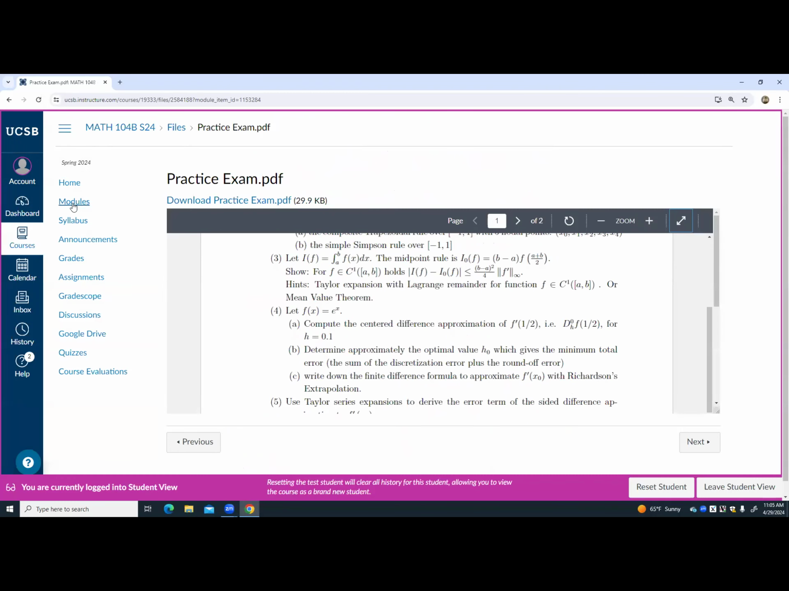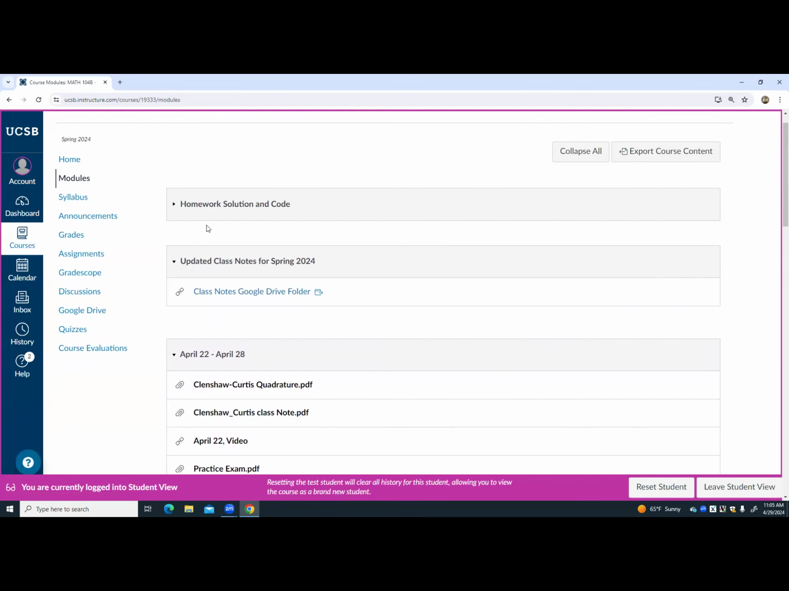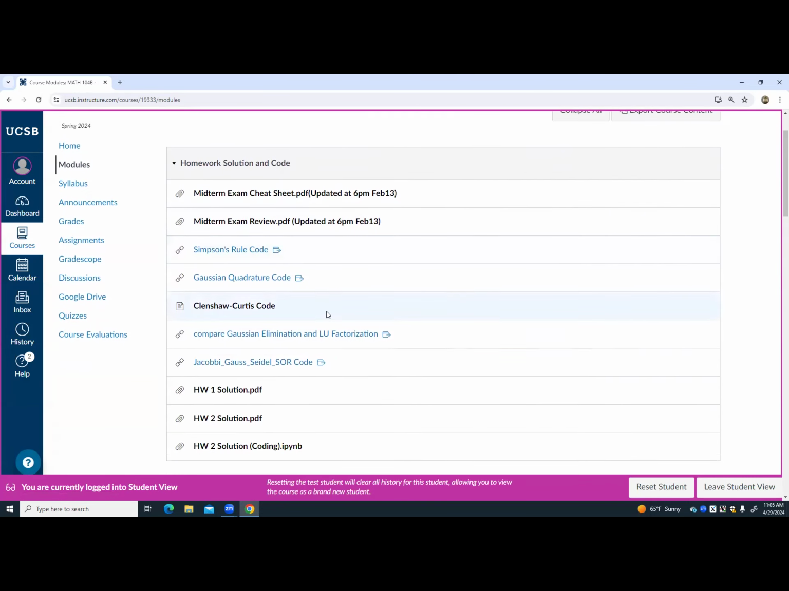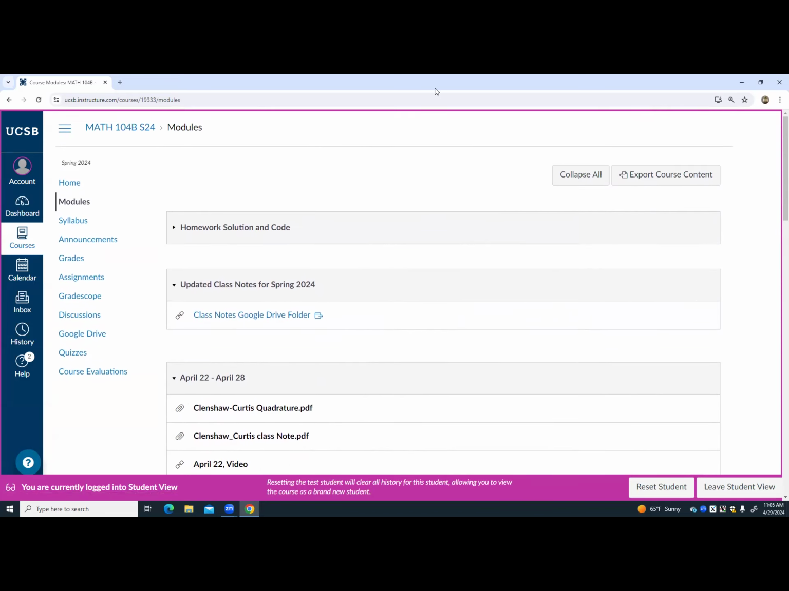The solutions should be already posted. I'm not sure if the TA posted the solution yet. You have the solutions for homework 1 and homework 2, and I believe the TA is posting homework 3 and 4 this weekend or this week.